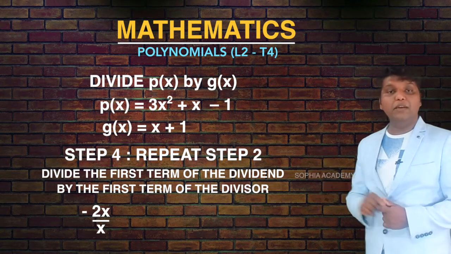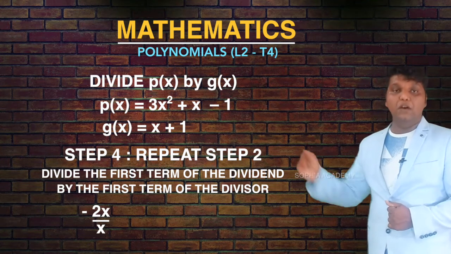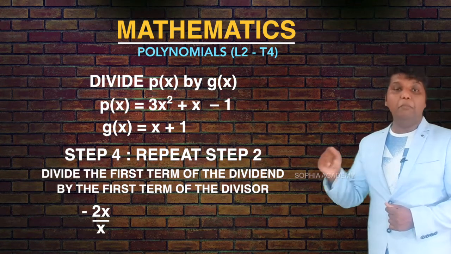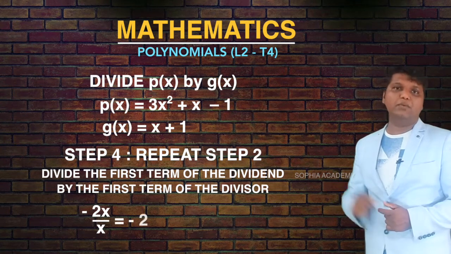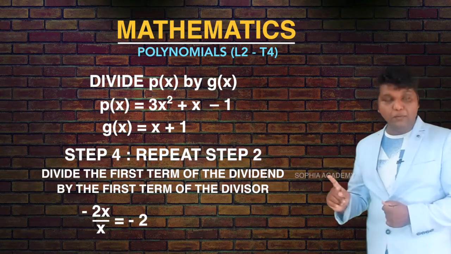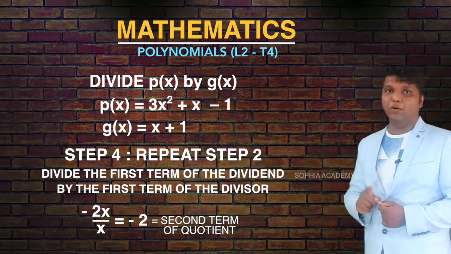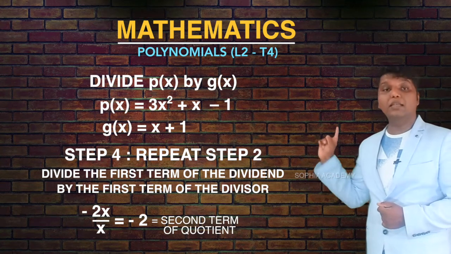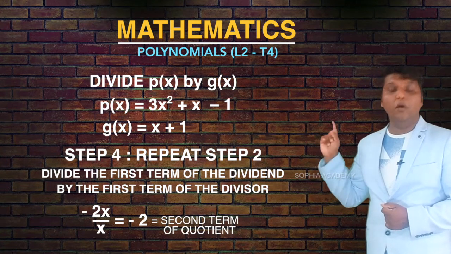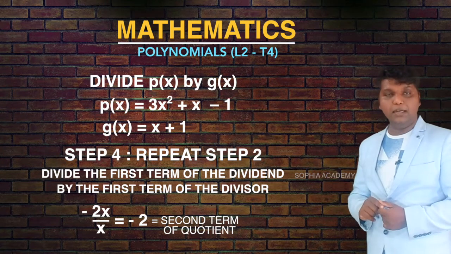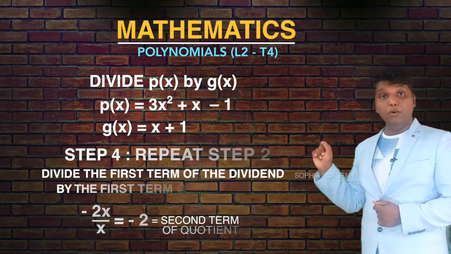Here the first term of the dividend is minus 2x. First term of the divisor is x. Minus 2x divided by x. x and x will get cancelled, minus 2. And that will be the second term of your quotient. First term already you received it. Now the second term of the quotient, minus 2, on the place of quotient. Clear? Now you got minus 2.